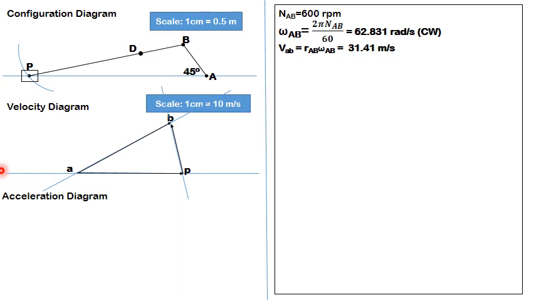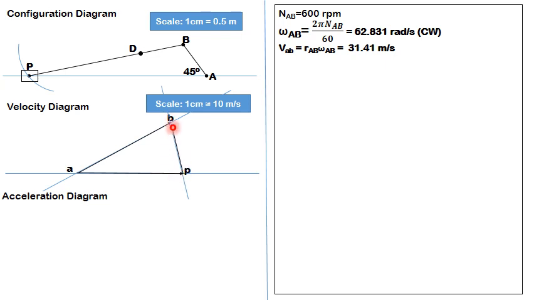Now complete the velocity polygon. So when this crank moves in a counterclockwise direction, P comes near point A. So that's why I have shown vector AP like this, and I am measuring the velocity of point B with respect to P. So that's why the vector is shown like this.